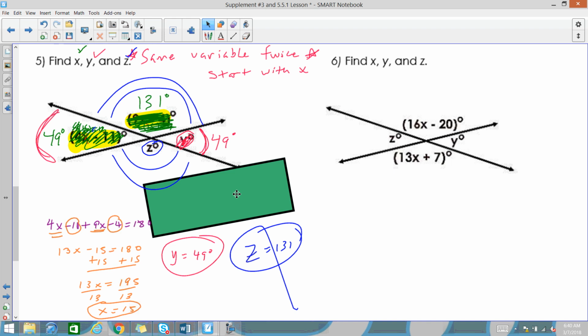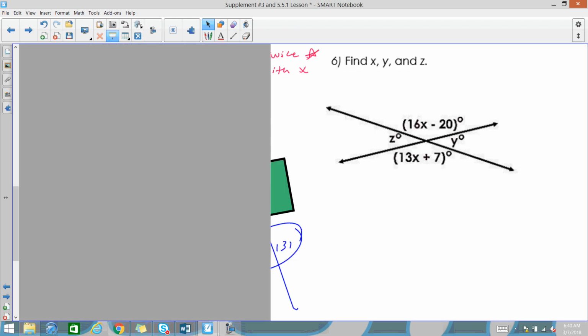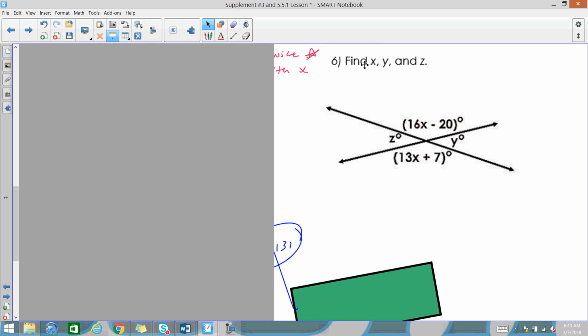All right. So hopefully you got it right. If you did, that's great. I'll show you the answers in a second, or you can fast forward to see your answers. If you didn't or you're stuck, let's see where we're stuck here. So it says find x, y, and z.